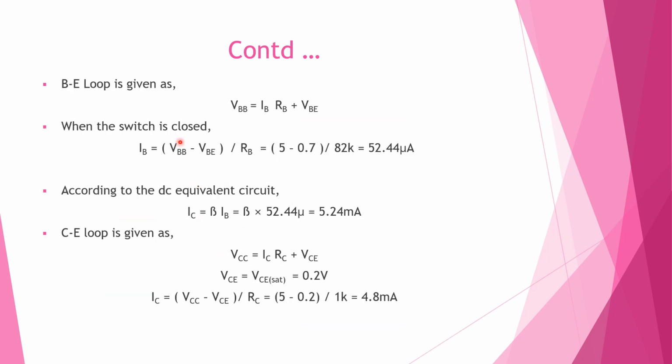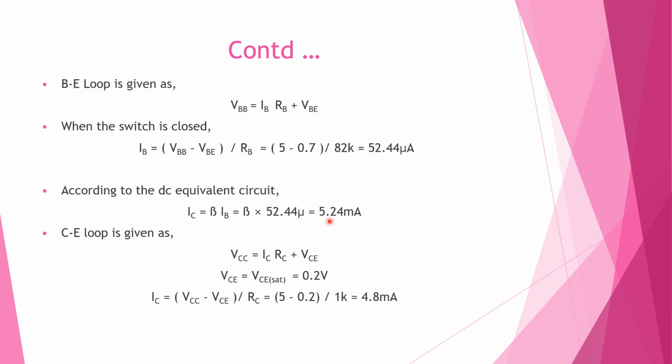We write the base emitter loop KVL equation like this: VBB is equal to IB RB plus VBE. When the switch is closed, the bias voltage will be maximum, and we get VBE equal to 0.7 at saturation. So we write IB as VBB minus VBE by RB, that is 5 minus 0.7 by 82K, which is 52.44 microampere. Again, according to the DC equivalent circuit, we get the dependent current source IC equal to beta IB. We get beta into 52.44 microampere, which is equal to 5.24 milliampere.